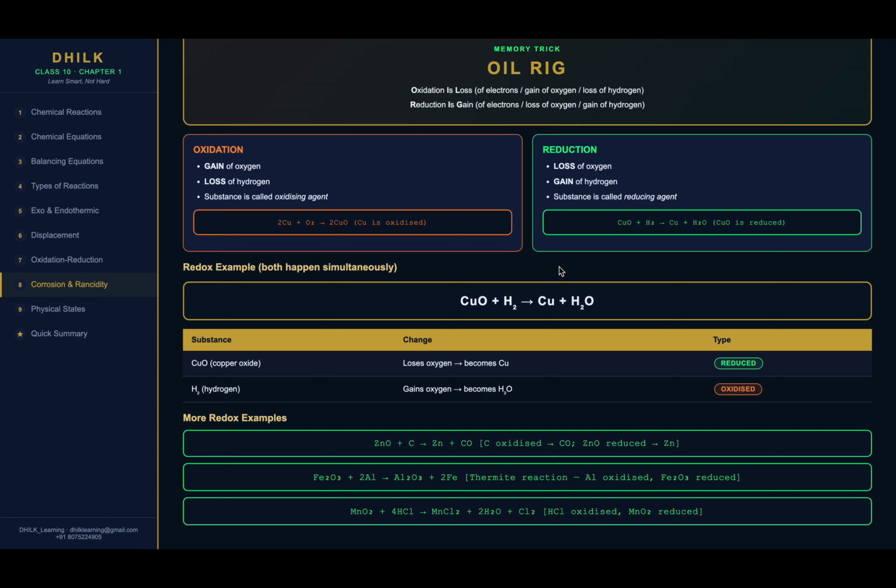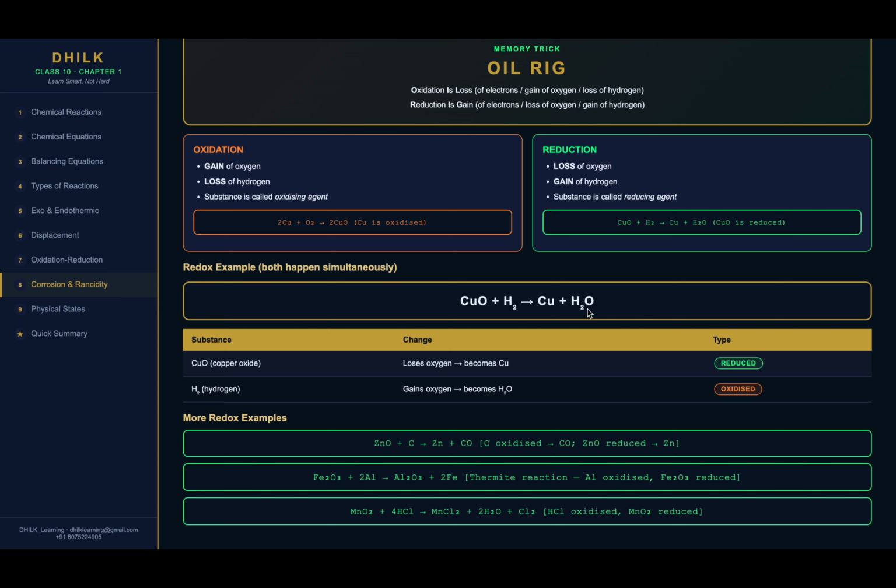Now H2 is converted into H2O. There is addition of oxygen. Initially it was H2, but in the product there is H2O. There is addition of oxygen, or gain of oxygen. So gain of oxygen is oxidation. So we can say H2 is oxidized to H2O. I hope you got this oxidation and reduction.